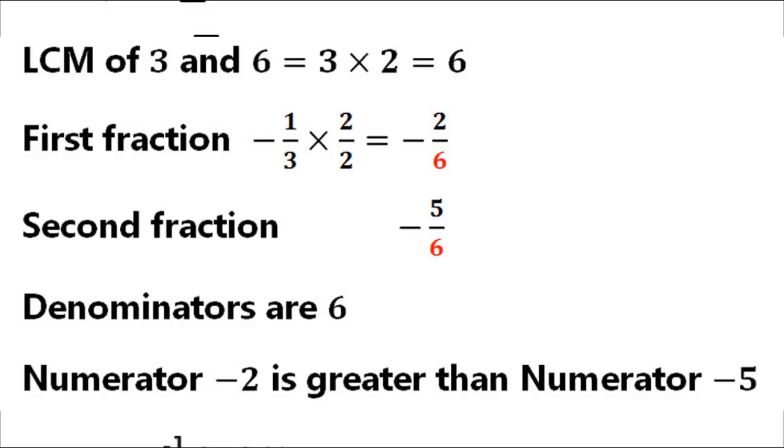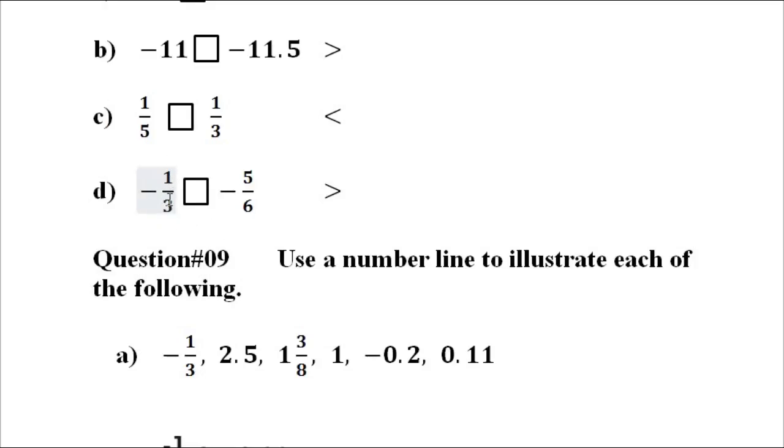As you have noticed, the denominators of both the fractions are the same. Now, let's check out their numerators. The numerators are negative 2 and negative 5. Since negative 2 is greater than negative 5, therefore, the fraction negative 1 over 3 is greater than negative 5 over 6. Therefore, I will put the symbol greater than between negative 1 over 3 and negative 5 over 6, and I will read it as negative 1 over 3 is greater than negative 5 over 6.